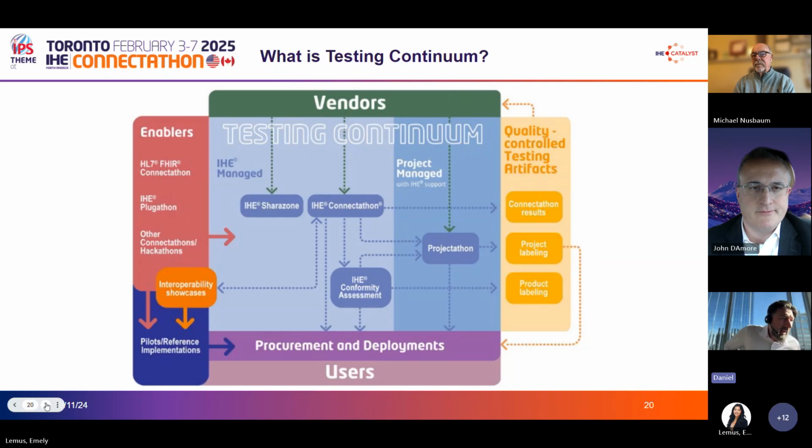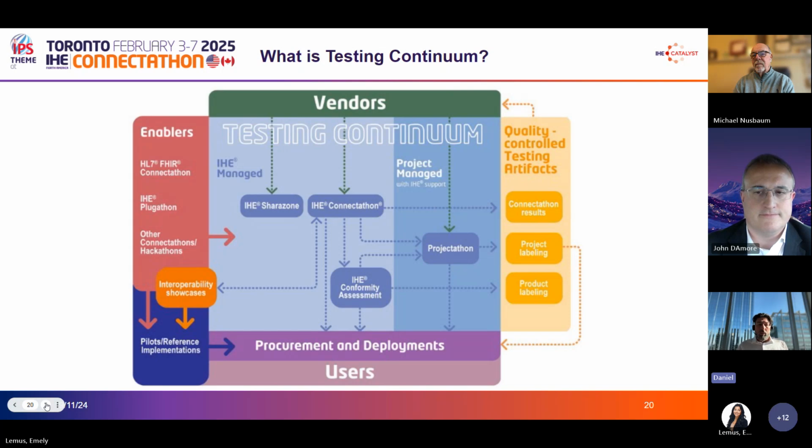That was the Connectathon at a high level, what we're doing there. And I just want to present it in the context of a testing continuum. To the left, we have what we call enablers. We consider the HL7 FHIR Connectathon to be an enabler because it helps progress the FHIR standard. We consider the IHE Plugathons also enablers, and other hackathon events or other industry events. And these are input to build the standards, build the profiles, and go to the Connectathon.